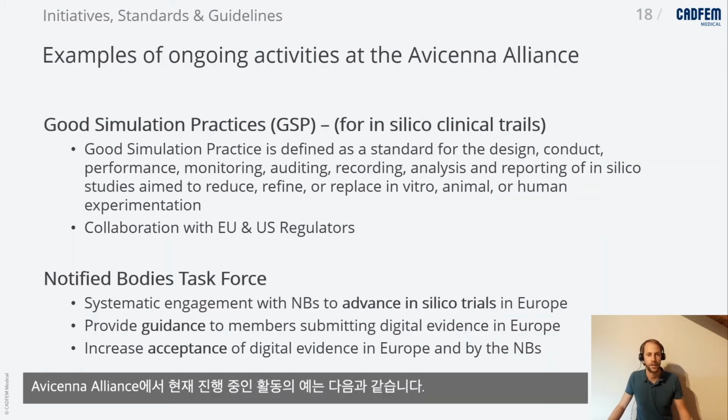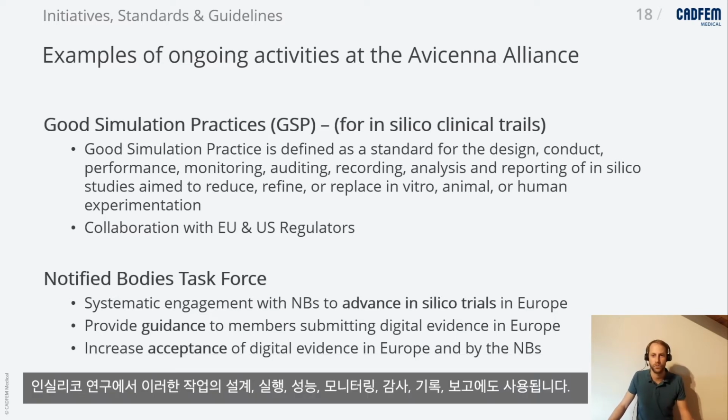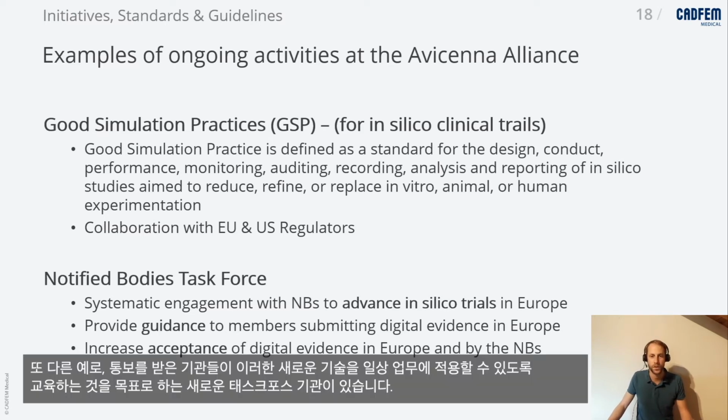Here you see some examples of ongoing activities in the Avicenna Alliance, which are the Good Simulation Practice for in silico clinical trials, the GSP, which is like the GLP and GCP in healthcare. It aims at establishing a standard for simulation and in silico clinical trials, but also for the design, execution, performance, monitoring, auditing, recording, analysis, and reporting of these in silico studies. Another example is a new task force dealing with notified bodies, which aims at educating notified bodies such that they are able to apply these new technologies in their daily practice.